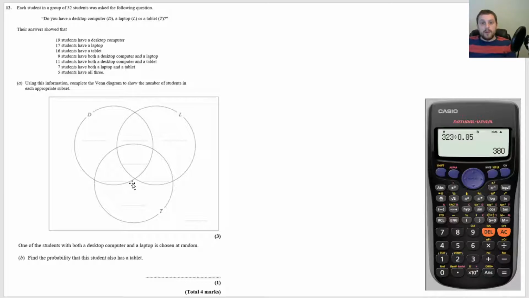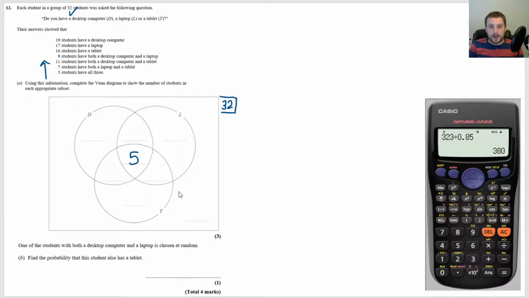Right, number 12. We know altogether that these numbers have to add up to 32, so that's the first thing I'll do. And they're asked, do they have a desktop computer, a laptop, or a tablet? And then we've got a bunch of numbers. And so we actually have to look at the bottom and work our way up because it says 5 students have all 3. So I'm going to put 5 in the middle there.